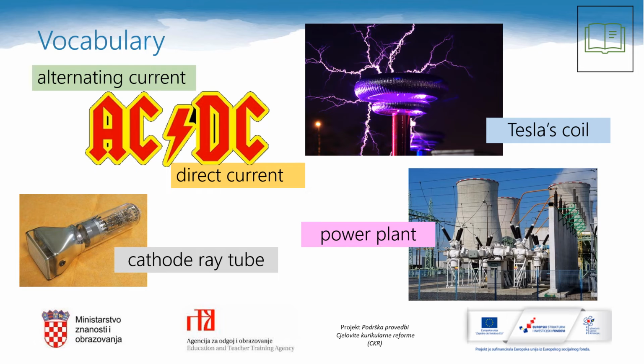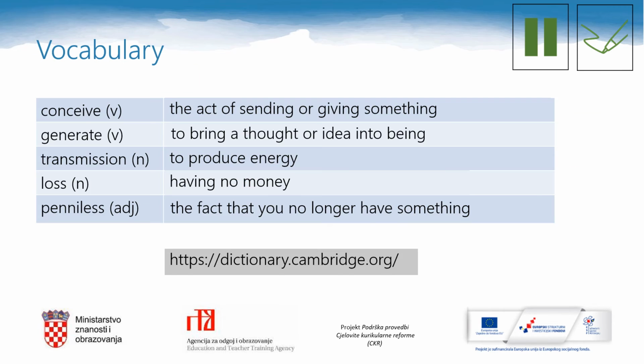The next picture is the picture of Tesla's coil. Coil means zavojnica. What about the next one? Cathode ray tube. You are right. This is katodna cijev. And what about the last one? This is power plant. You are right. It means elektrana in Croatian. Well done. The next task deals with vocabulary as well.